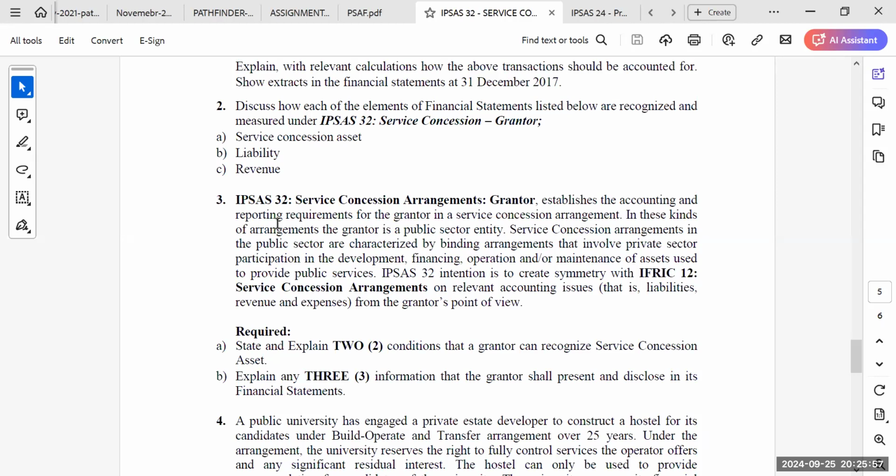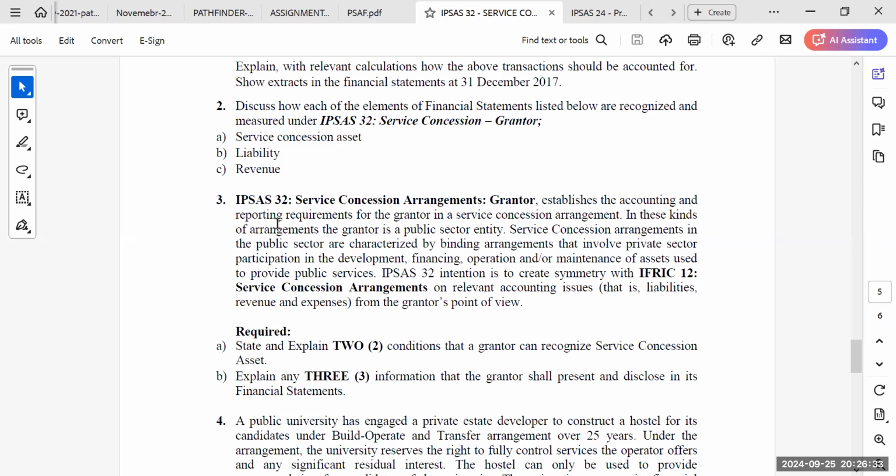The question number 3. Then we take the question number 4. All right. IPSAS 32, service concession arrangements: grantor establishes the accounting and reporting requirements for the grantor in a service concession arrangement. In these kinds of arrangements, the grantor is a public sector entity. Service concession arrangements in the public sector are characterized by binding agreements that involve private sector participation in the development, financing, operation, and/or maintenance of assets used to provide public services.